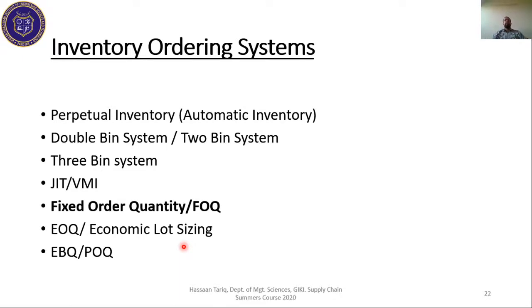All right. An important concept in inventory is that there are various inventory ordering systems, right? And inventory management systems as well. So let's have a look into a few of them. Perpetual inventory, double bin, 2 bin, 3 bin systems, and just-in-time and VMI have already been discussed, and then we later move on to these inventory planning and control systems.